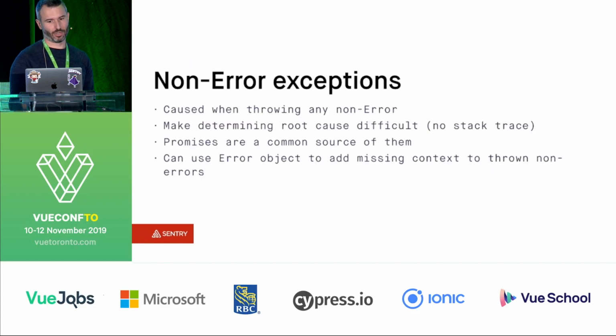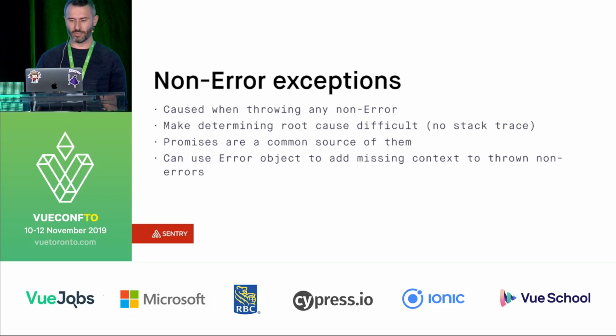So non-error exceptions are caused when you throw any non-error object, and they make determining root cause difficult because there's no stack trace. Promises are a common source of them, and you can use the error object to add missing context when you don't actually have an error object.